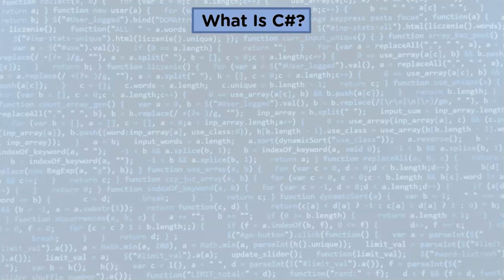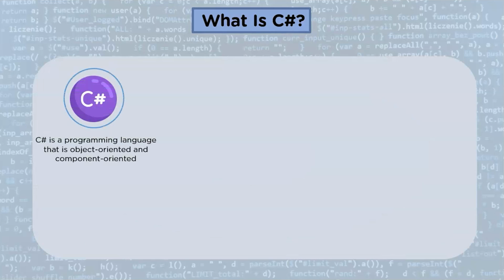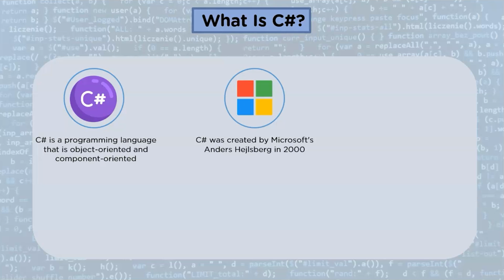What is C Sharp? C Sharp is a programming language that is object oriented and component oriented. C Sharp allows developers to create a wide range of safe and robust .NET applications. C Sharp was created by Microsoft's Anders Hejlsberg in 2000 and was later recognized as a worldwide standard by ECMA in 2002 and ISO in 2003.